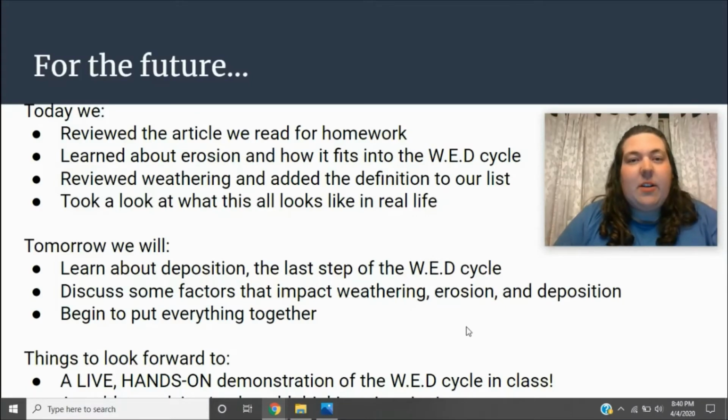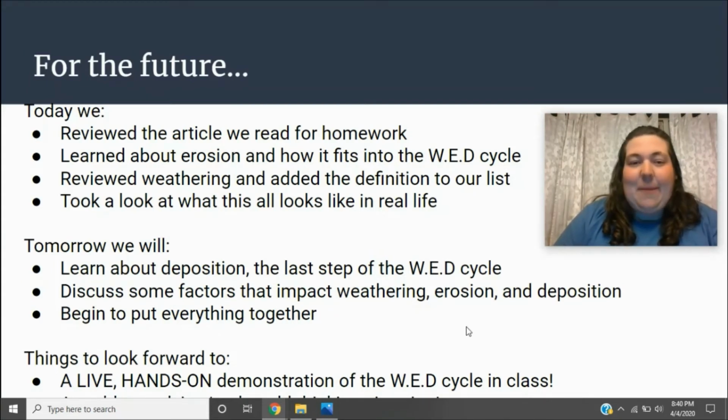So today we reviewed the article that we read for homework, and hopefully you got some of your questions answered and a little bit better sense of what that article was about. We also learned about erosion and how it fits into the WED cycle. We reviewed weathering and added some definitions to our list. And lastly, we took a look at what this looks like in real life. You got to see me out there in my element.